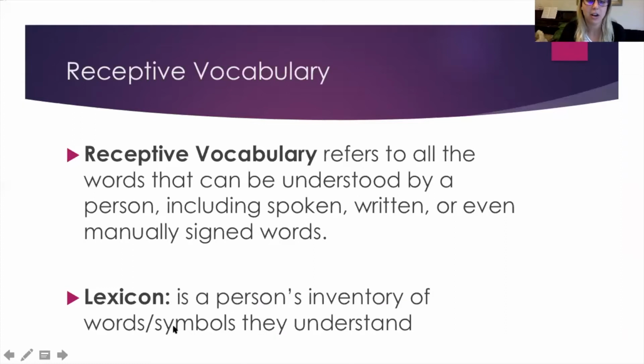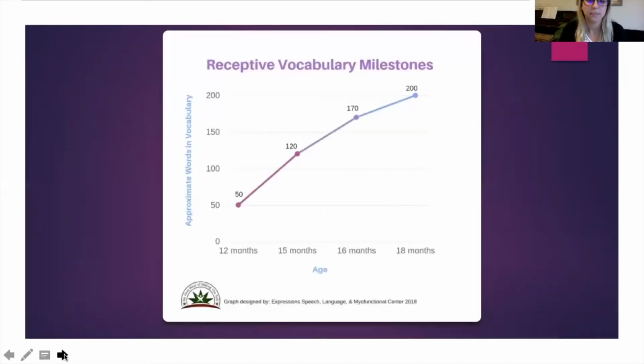And then a lexicon is a person's inventory of words or symbols they understand. So it's basically a grouping of the words that they have in their brains. So for us, for typical adults, we have thousands of words that we know and understand.